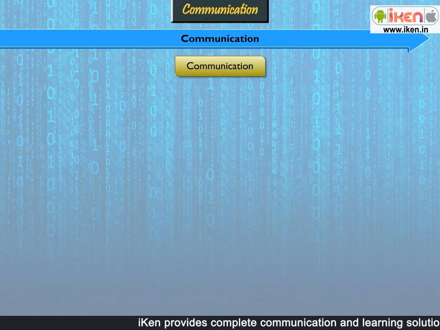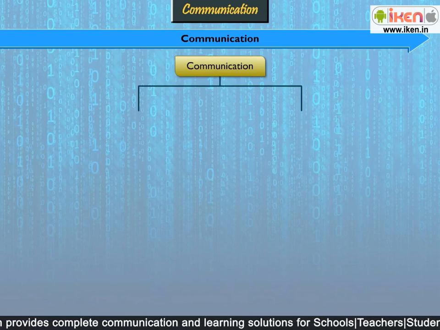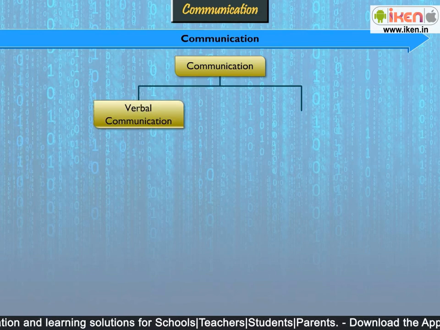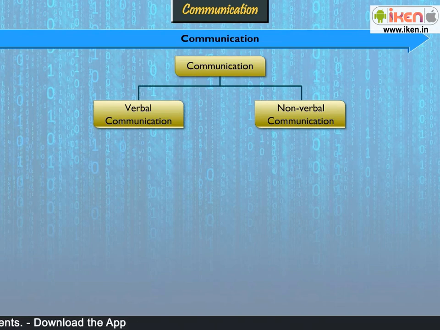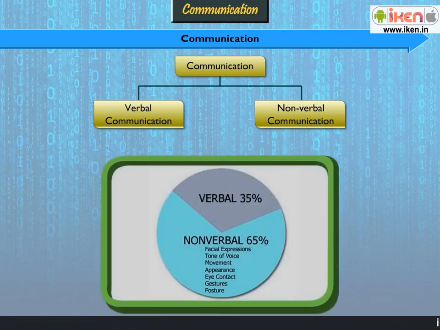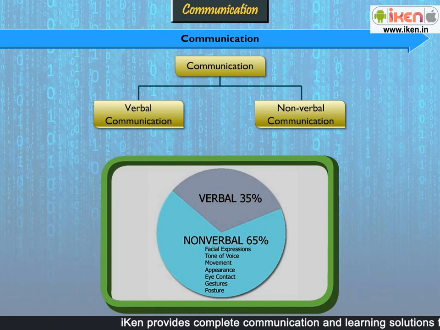Every living being, whether an animal or a human on this earth, communicates with other living beings in many ways. The type of communication that humans use may be verbal or non-verbal. The use of words, either written or spoken, to convey a message is verbal communication. On the other hand, communication through actions and behaviors is non-verbal communication. The majority of our feelings and intentions are sent through non-verbal communication. Spoken language is only 7 to 35% of communication.